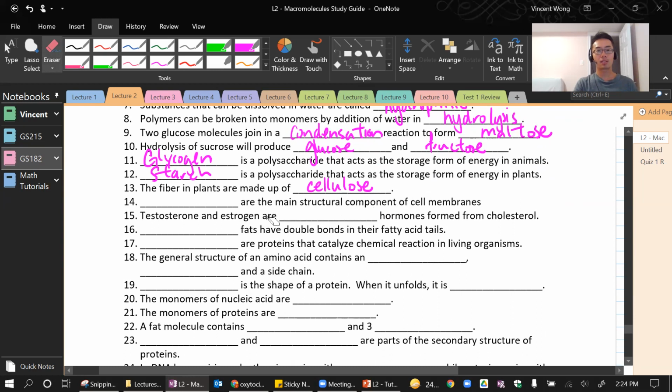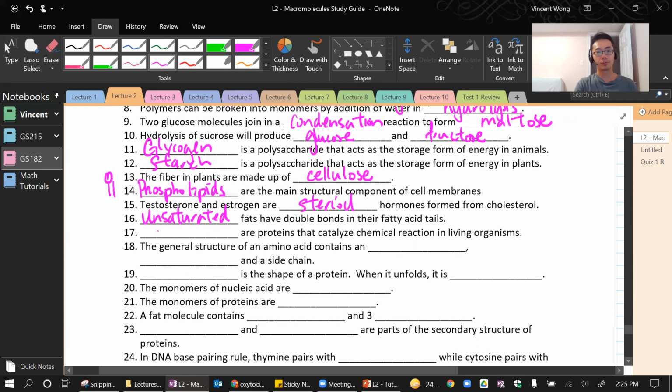Main structural components of cell membrane, phospholipids. These little guys, right? With the hydrophilic head and hydrophobic tails. Testosterone and estrogens are steroid hormones formed from cholesterol. That's the starting material to make these hormones. Double bonds in their fatty acids, that would be unsaturated fats, canola oil, olive oil. Proteins that catalyze chemical reactions in living organisms, that is enzyme.